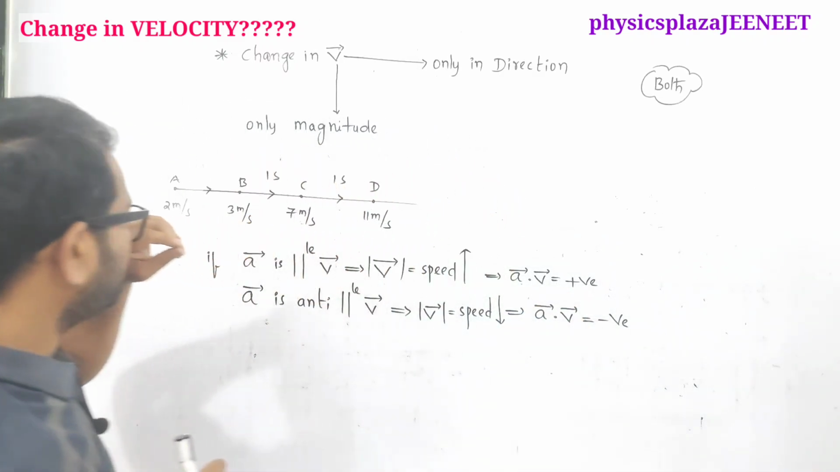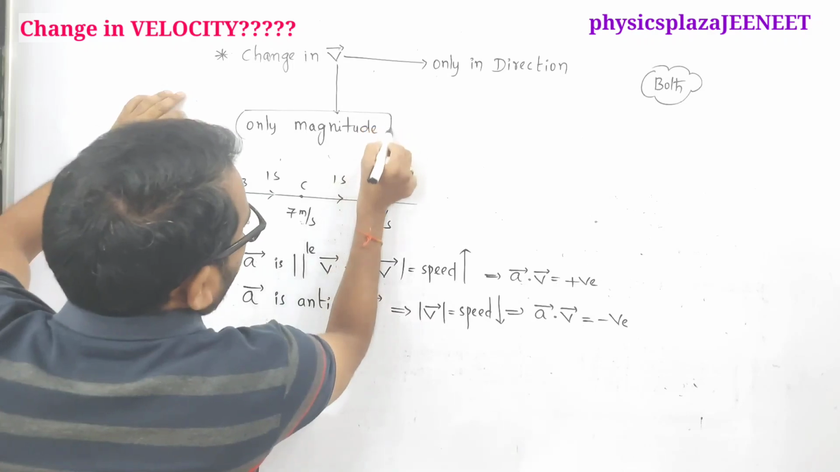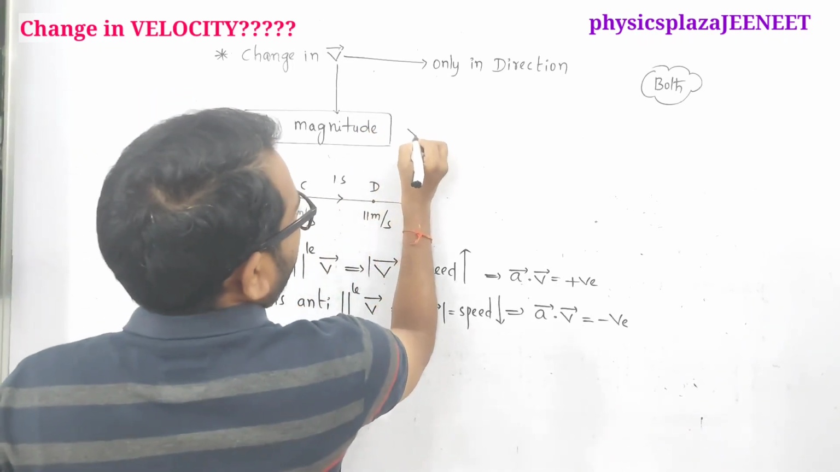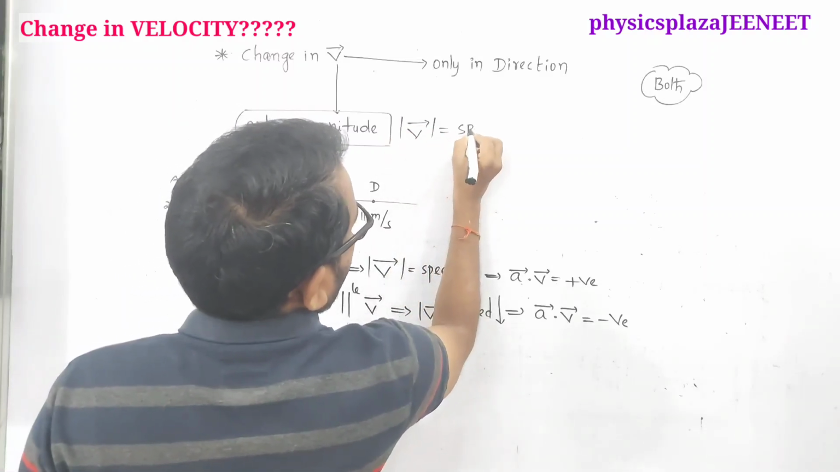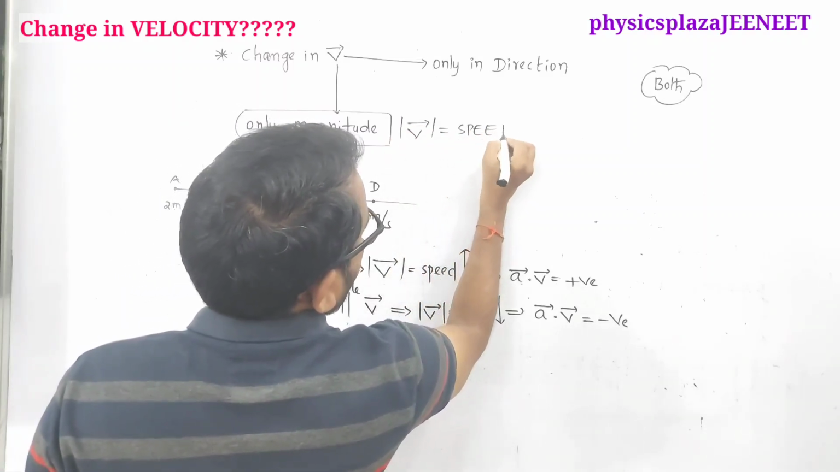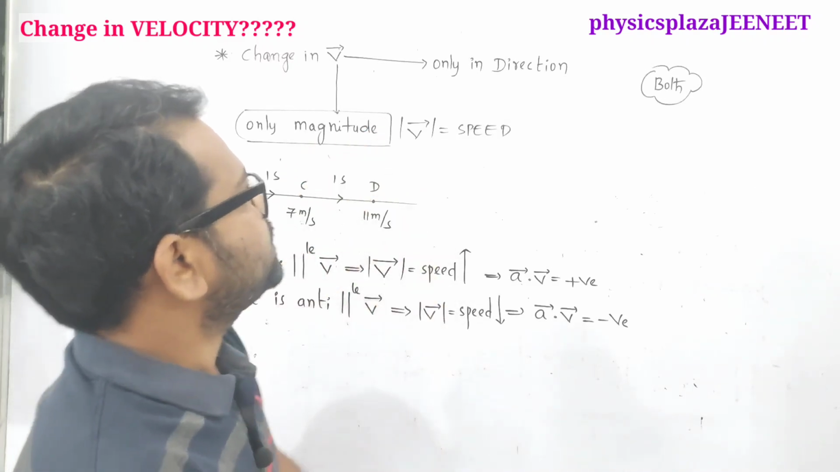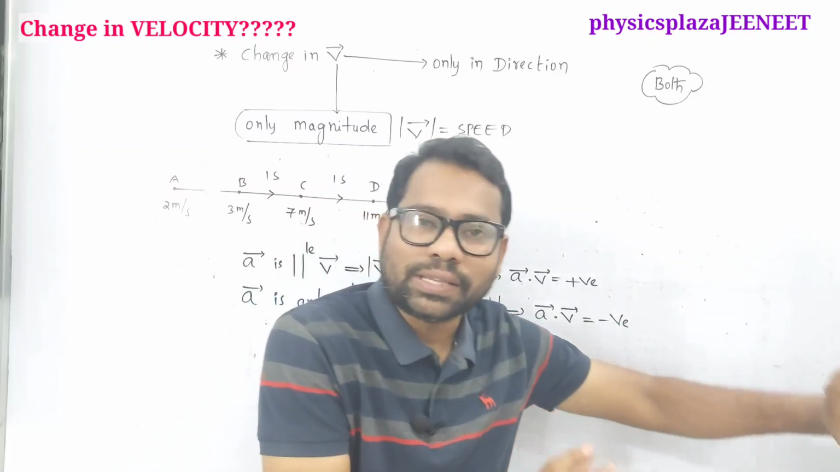So let us take an example. First, let us see the situation where only the magnitude of the velocity is changing. Children, magnitude of velocity is nothing but what actually? Speed. It's speed only, right? Okay, fine. So only the magnitude of the velocity is changing, then also the body has acceleration.